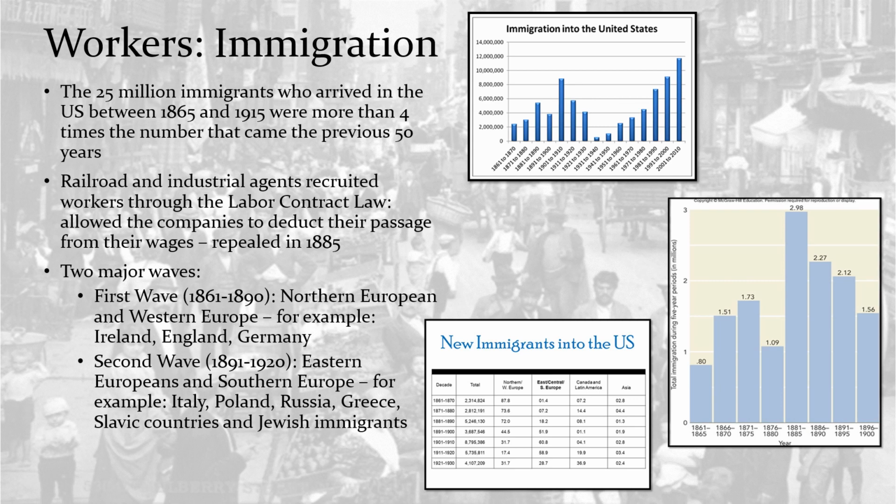So you have 25 million immigrants who arrived between 1865 and 1915, and that was 4 times the number that came in the previous 50 years. So huge amounts of immigrants coming into the United States. And as I said, in that first wave, you have German, Irish, and English immigrants who don't necessarily stay in the city. They will move into rural areas, and that's one of the big impacts in terms of the agricultural revolution, is that these were farmers in their homeland, and so now they're coming to the United States.